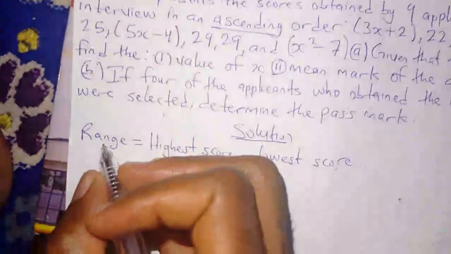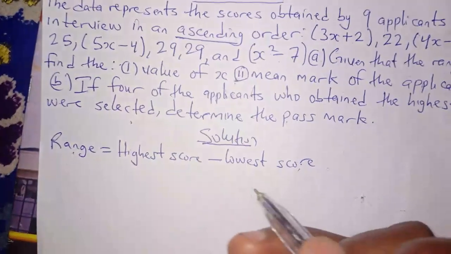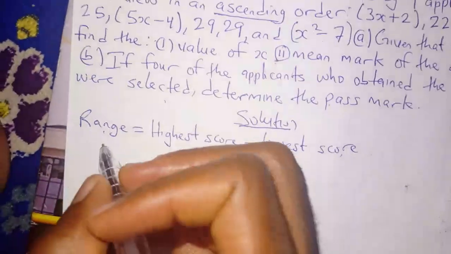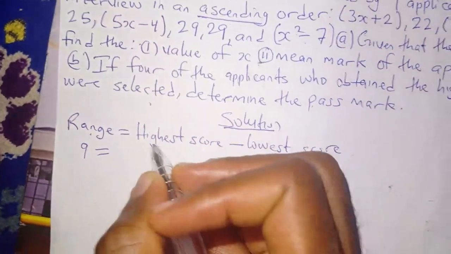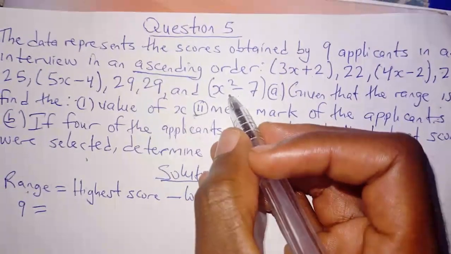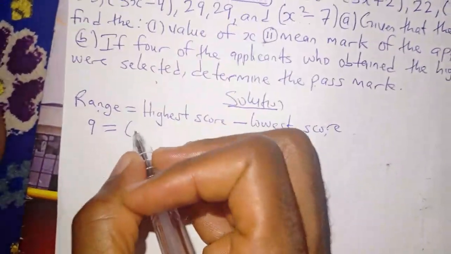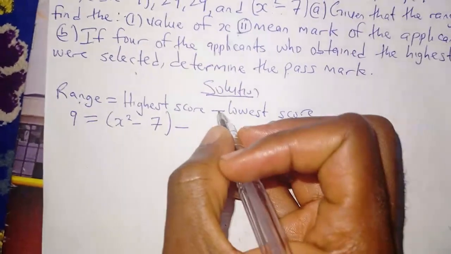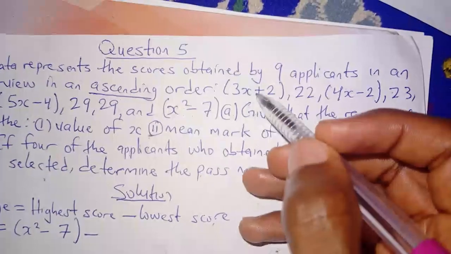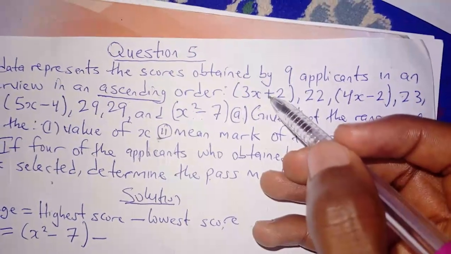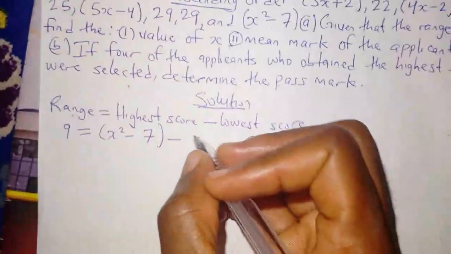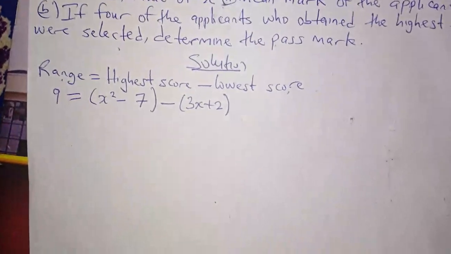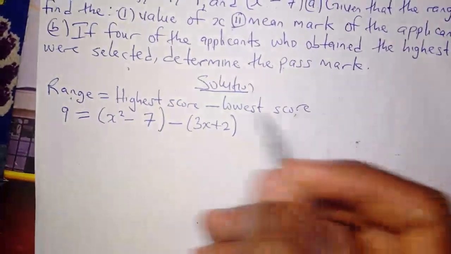So range has been given in the question. What we are doing now is to substitute. We've been given range in the question to be 9. So in place of range here, we are going to have 9 equals the highest score, which is going to be x squared minus 7. So we have x squared minus 7 in the brackets, and minus, following this formula, the lowest score. The lowest score is going to be the first one written here, since we've been told this is an ascending order. So that's going to be 3x plus 2.